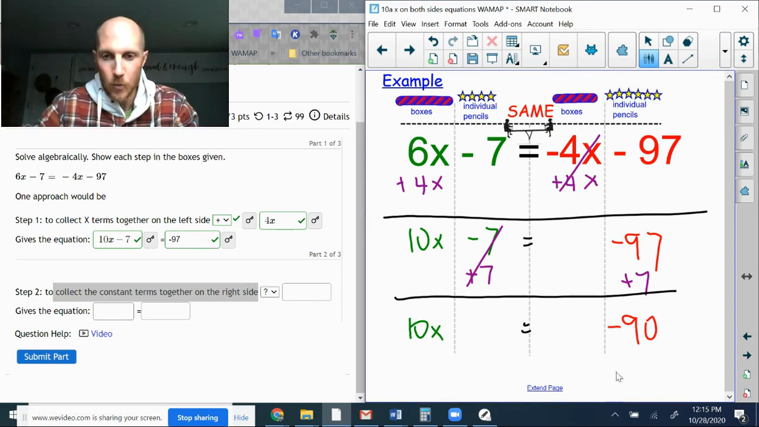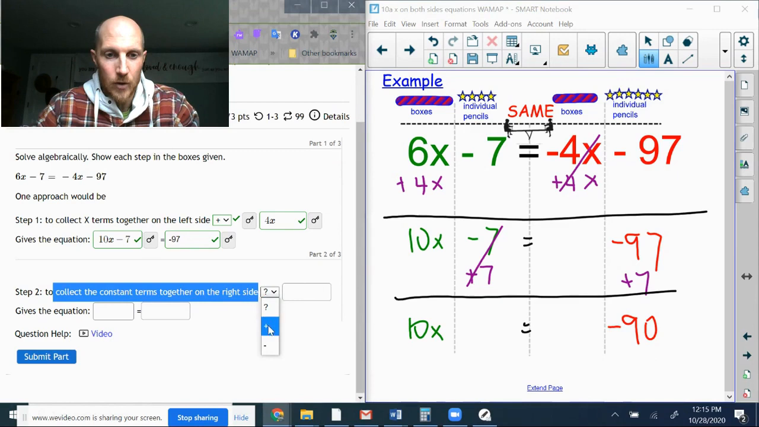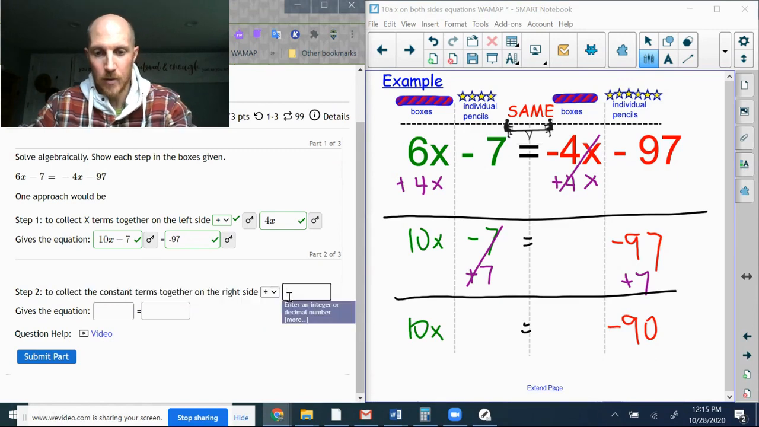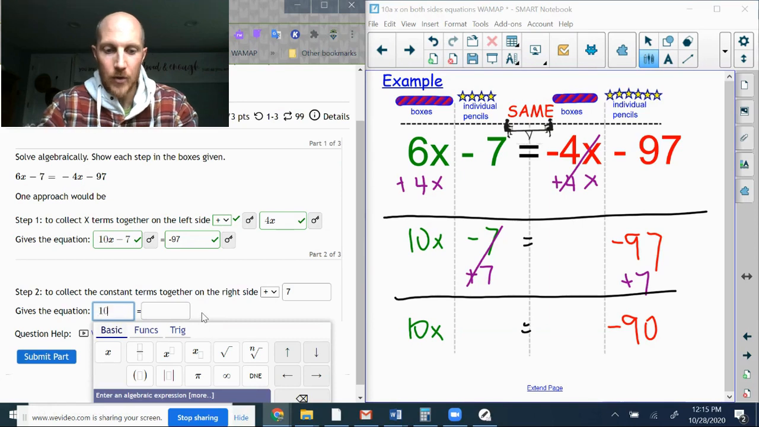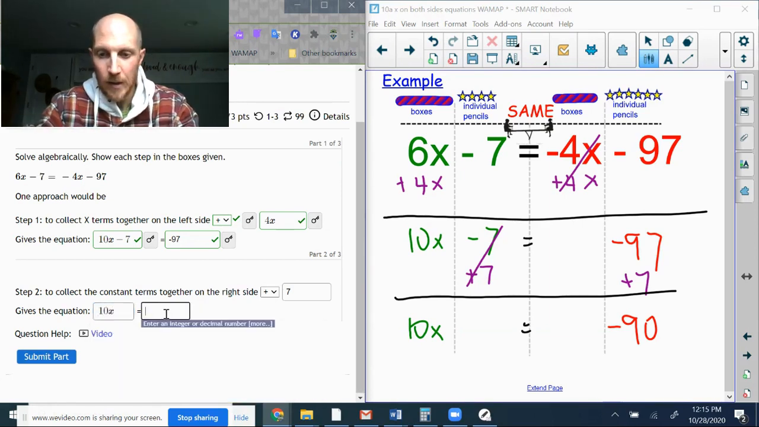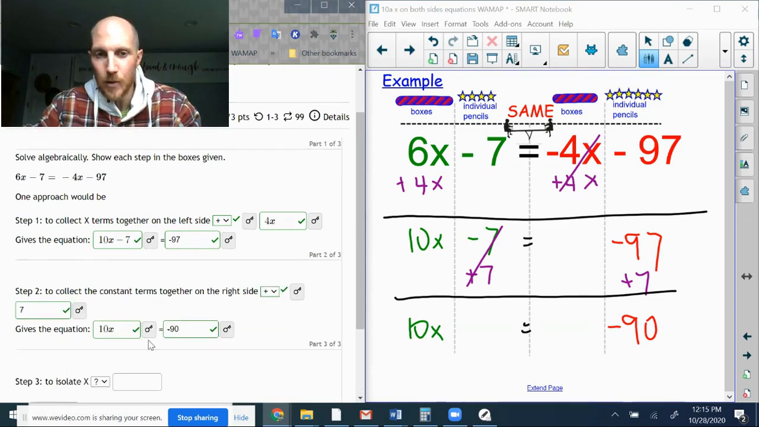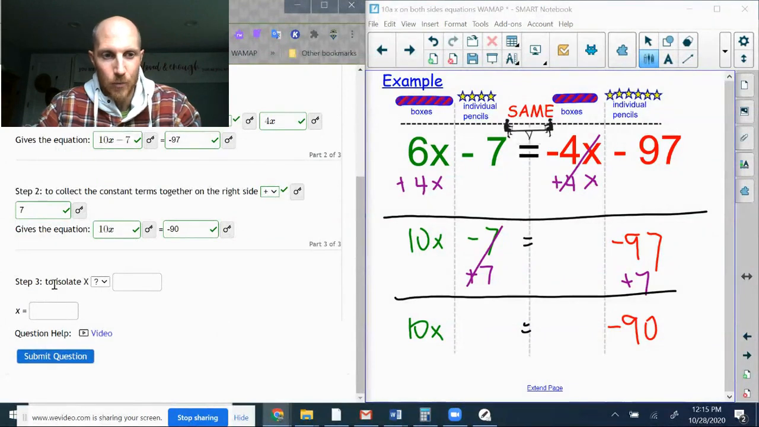Okay, let's get that work recorded. So what did I just do? I added 7. So I'm going to select plus. 7 goes here. Gives the equation 10x. I'm not going to forget my x this time. I learned my lesson. Negative 90 on the other side of the equal sign. Submit that part. Here's the last step, step 3.